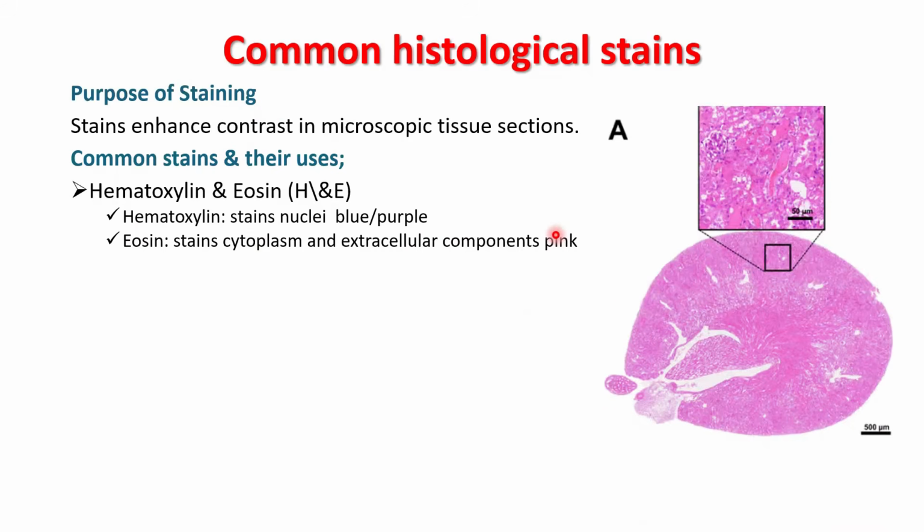And that's the reason why in a slide, this is what you can see. For example, this is a transverse cross-section of the kidney. What you can see are some blue or dark spots. Those are the nuclei of the cells. And then the other part that you can see staining there is the cytoplasm and the extracellular matrix, which is staining pink. So that is the hematoxylin and eosin stain.